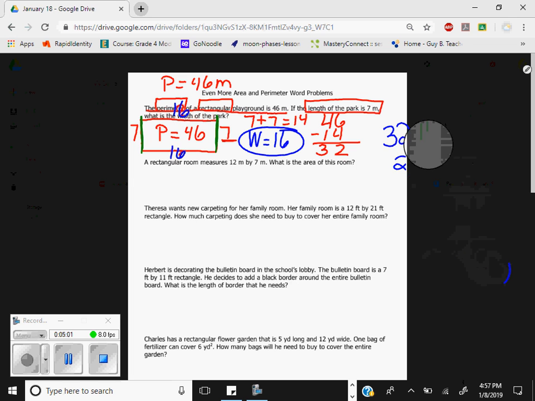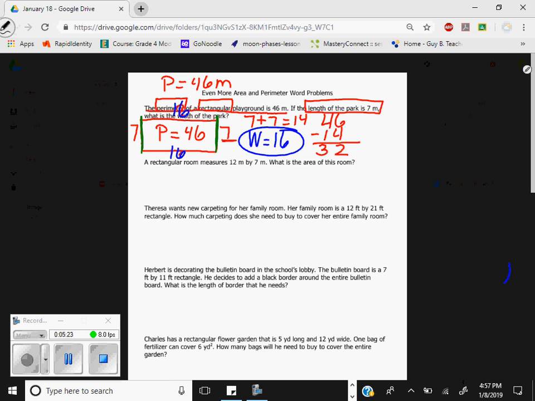I just do because I need more room, because you know I write big. Now, let's look at the next word problem. It says a rectangular room measures 12 meters by 7 meters. What is the area of this room? So let's look at what we have here.